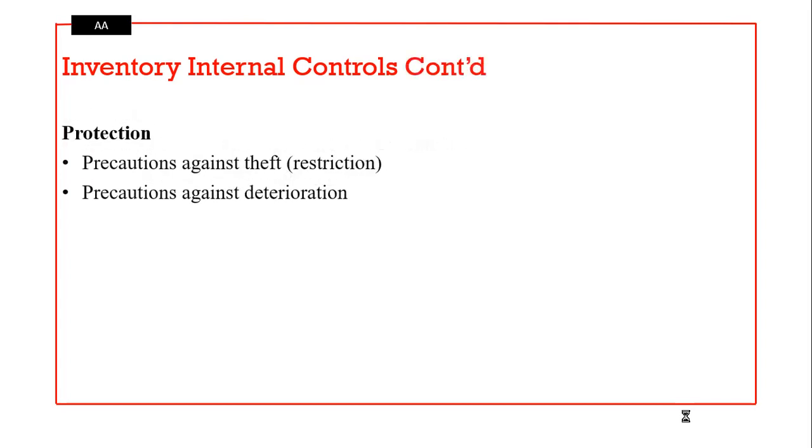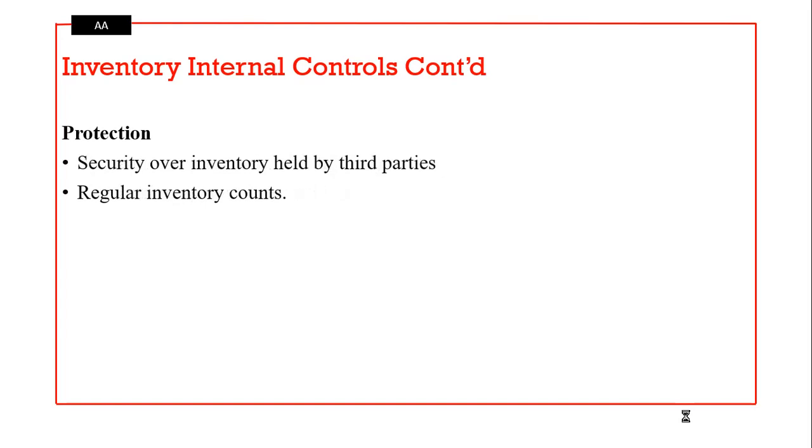Okay, what else do we see there? Protection. There must be precaution against theft. This includes restriction to areas where inventory is kept, and precaution against deterioration, in the way you keep your stock and the environment. For perishable products, especially milk, for instance, needs a particular type of temperature and a particular type of environment. We need to remember that.